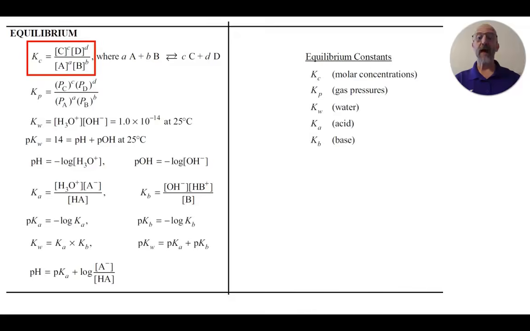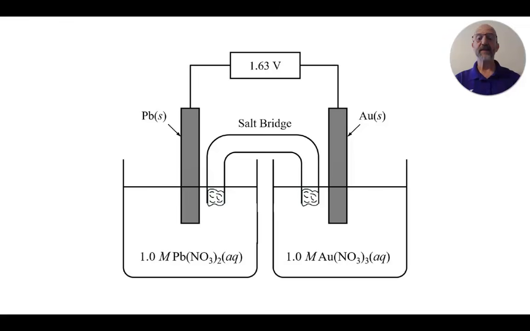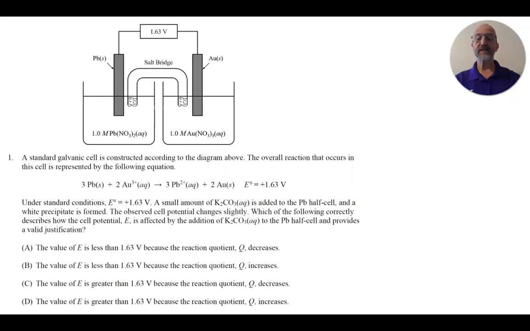All right, now it's time to move on to the practice for topic 9.10. And this is question 1, which begins with a diagram of a galvanic cell. So question 1 says the following. A standard galvanic cell is constructed according to the diagram above. The overall reaction that occurs in this cell is represented by the following equation.